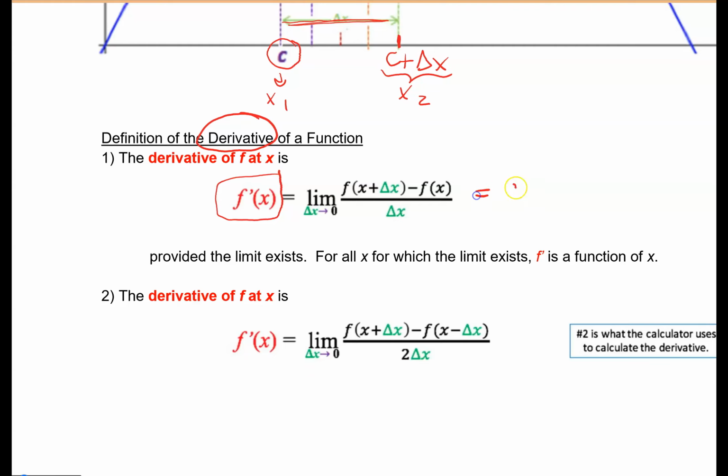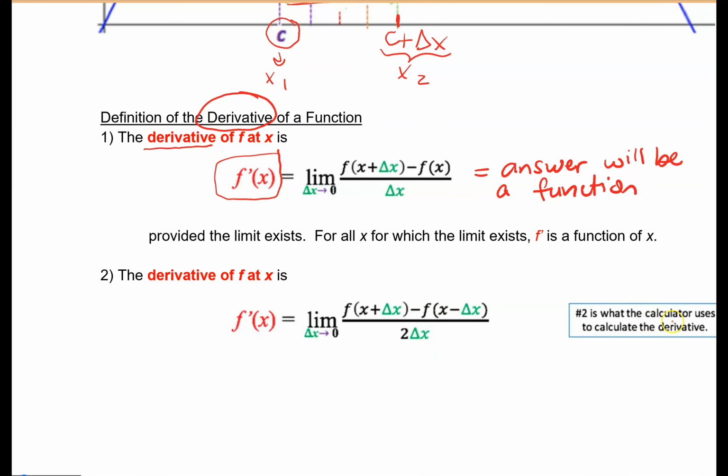So in this case, your answer will be a function, but not just any function. It'll be the derivative. We call it f prime of x. That's how you pronounce this, okay? Of course, provided the limit exists. Now, this is another formal way to evaluate a derivative. I would never make you use this one by hand, so don't worry. But I wanted you to understand that this is the definition that your calculator is using to calculate the derivative.